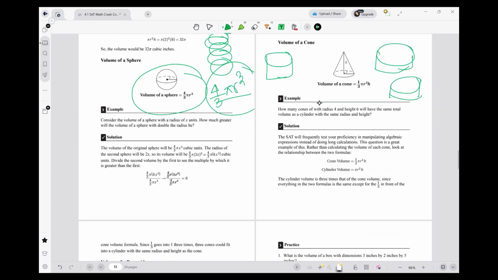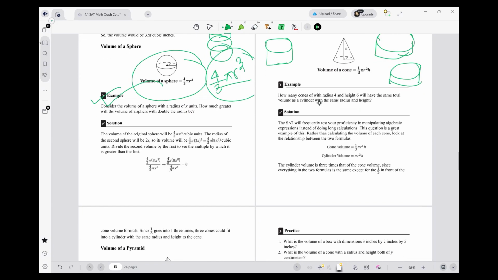Consider the volume of a sphere with a radius of x units. How much greater will be the volume of a sphere with double the radius?